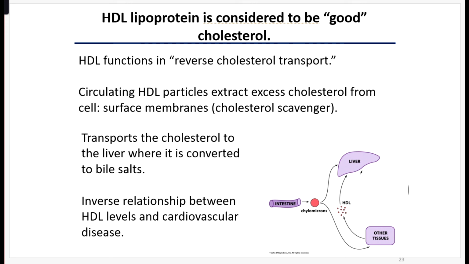So because HDLs help LDLs and other lipoproteins bind to either the liver or tissues, there is an inverse relationship between HDLs and the amount of circulating cholesterol, and therefore cardiovascular disease.